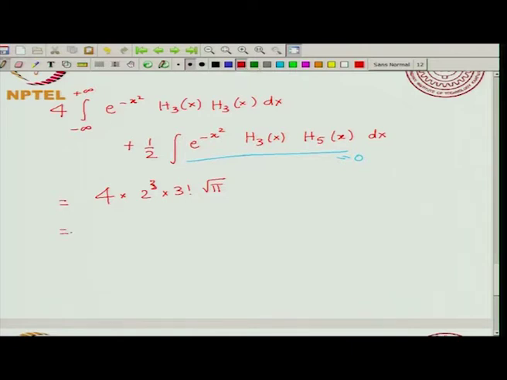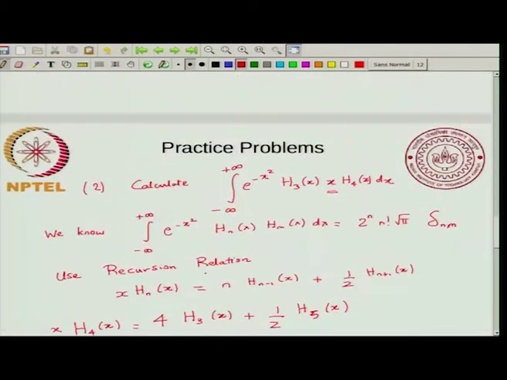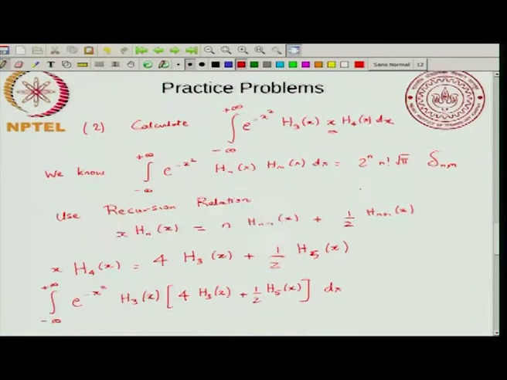So this turns out to be how much? You have 6 into 8, 48, into 4, 192 square root of pi. What we started with is an integral that looked like this, and you got a number out of this derivation. You evaluated this integral, and in order to evaluate it, you had to use the orthogonality relation. I expect you to remember the orthogonality relation and the constant factor.